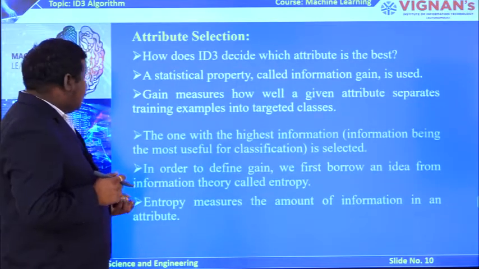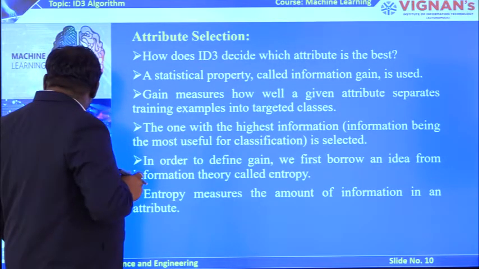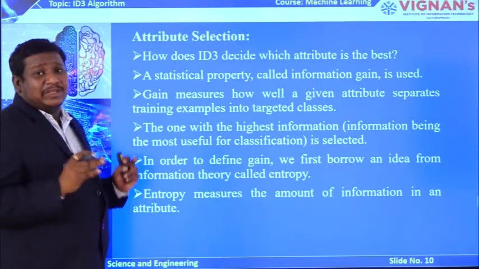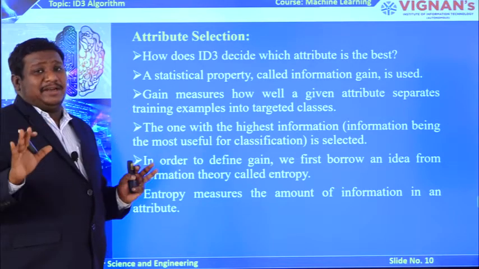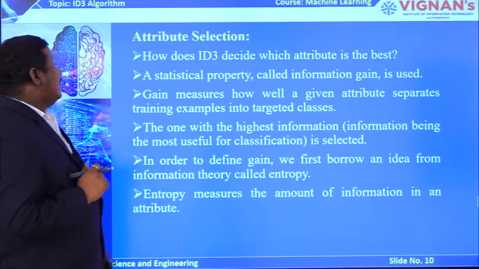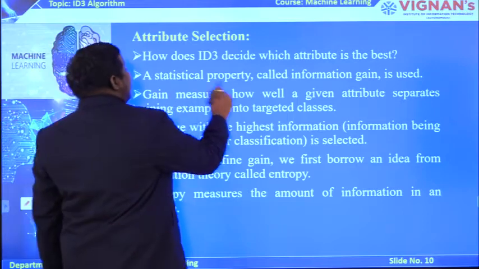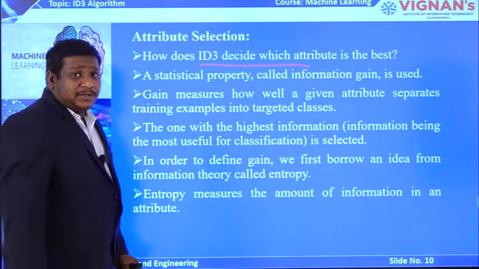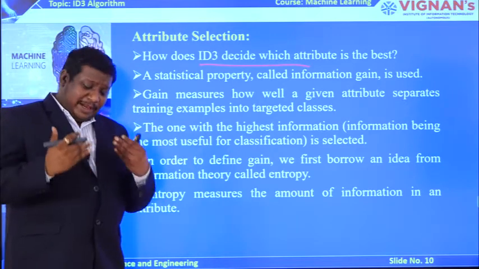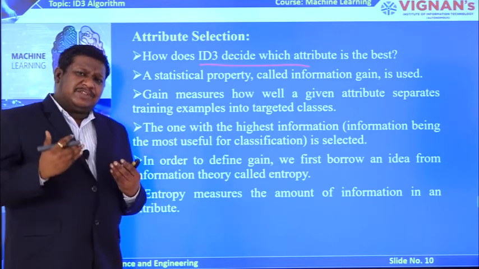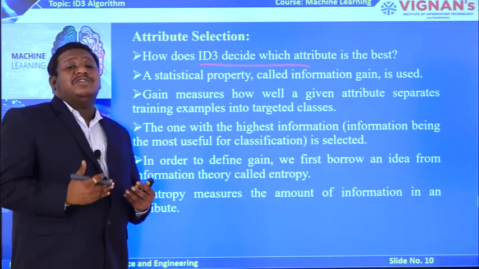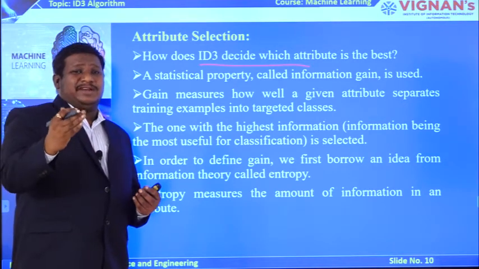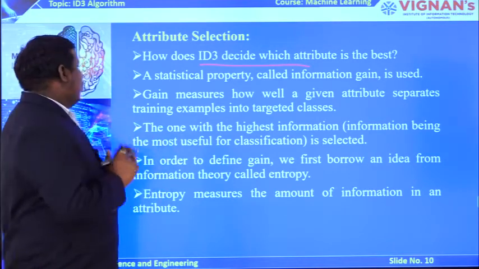I told you just now, ID3 is going to select the attributes. How this attribute is going to be selected, that is the main question here. How does ID3 decide which attribute is the best one? I am repeating, it is going to select the best attribute. How is this attribute going to be selected? Now, this is the process, you follow this.